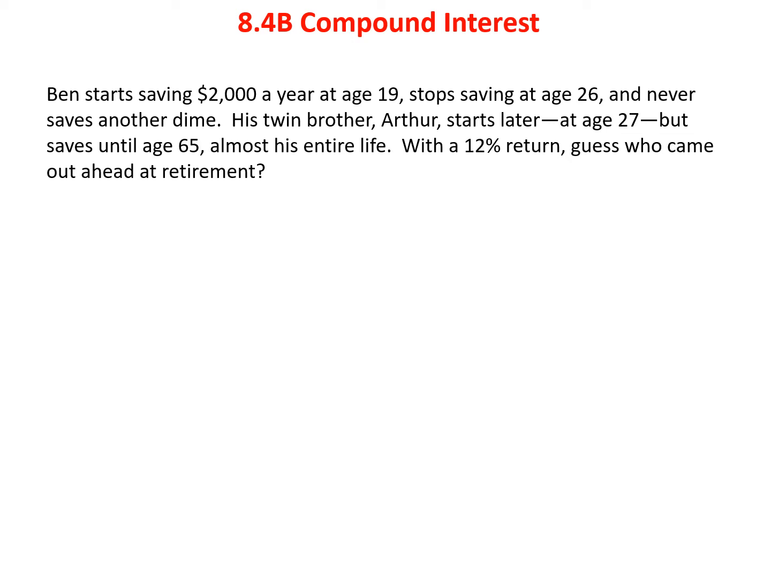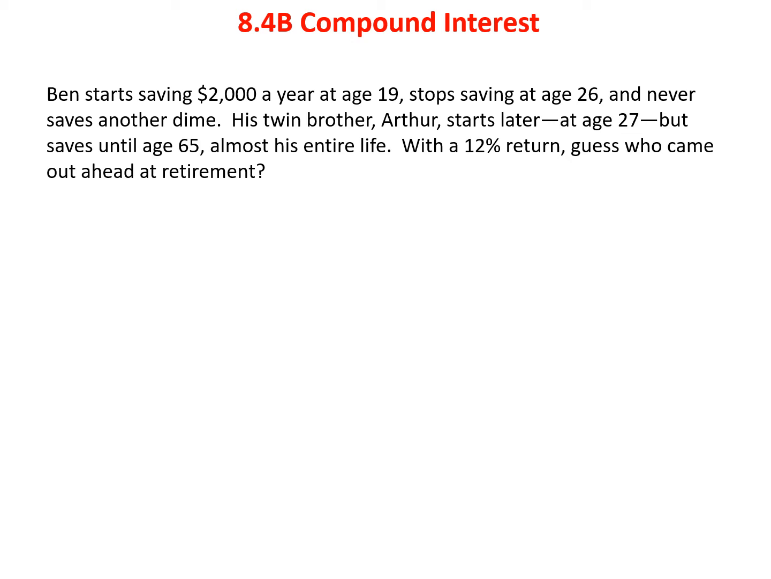So you've got to get this. The first brother started at 19 and put in $2,000 a year when he was 19, 20, 21, 22, 23, 24, 25, 26. So about 8 years. His other brother then starts saving after his brother stops, and he puts in $2,000 a year from 27 to 65. So in other words, for the next 38 years, he puts $2,000 in. So one brother puts in $2,000 for 7 years. The other brother puts it in for 38 years. Who do you think is going to have the most money at the end of retirement? Obviously, one brother put in a lot more than the other.